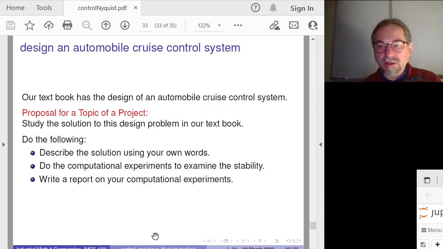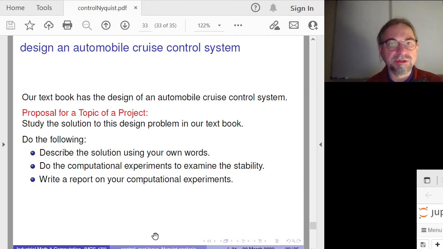Okay, so I'm almost done with this lecture. We are actually done with the textbook as well, done with chapter 10. Chapter 10 is very extensive and quite important, and we have not covered everything. One of the topics that we didn't cover was the design of an automobile cruise control system. This is a little bit more elaborate than the servo mechanism that we considered at the beginning of this lecture. So the proposal is to work out that design problem.